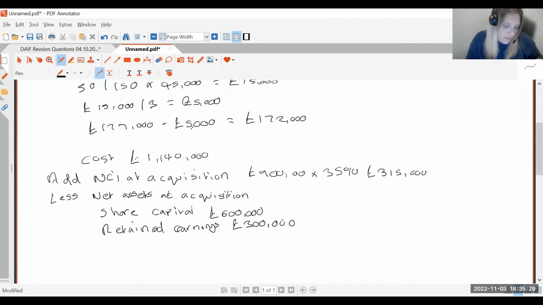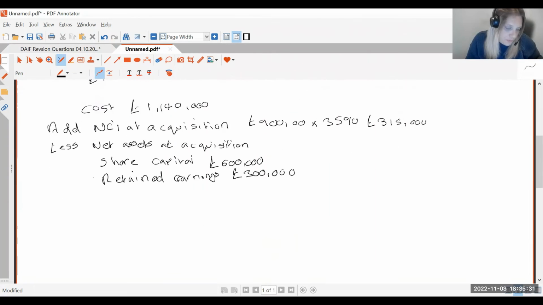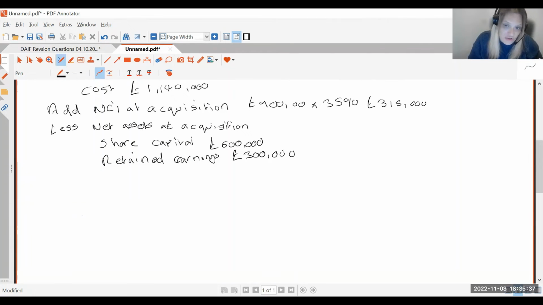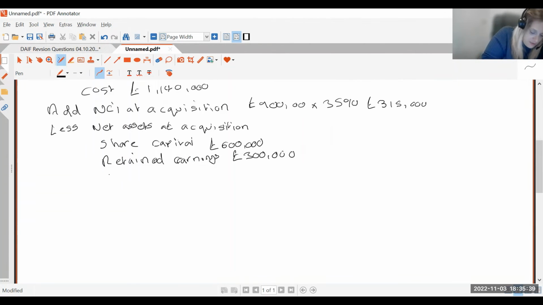If you add this up, if you do your £1.14 million, add your £315,000 minus your £900,000, this gives you a total of £555,000. And we need to take away the 25% impairment.